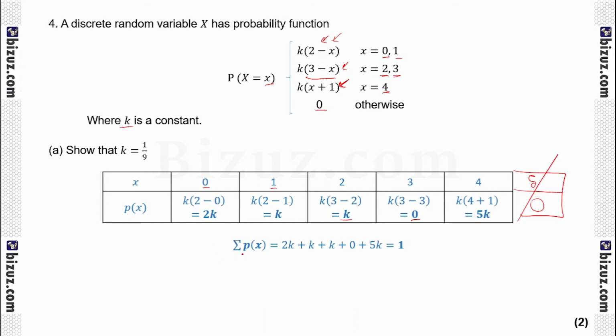Now, as we have been using quite a few times, the sum of all the probabilities of any distribution is going to be 1. So if you take the sum of all of these probabilities that we have found, it's going to be equal to 1. If you add all of them, it's going to be 9k, and 9k is equal to 1. So k is equal to 1 by 9. We've basically shown what they asked us to. Now, next part.